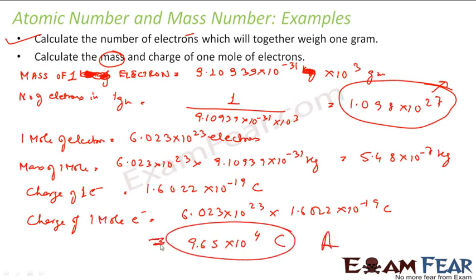Hope you understand this. See, mass of 1 electron was easy to find. Then to find the mass of 1 mole of electron, 1 mole of electron is nothing but these many electrons, 6.023 into 10 to the power 23 electrons. So I got mass of 1 mole is these many electrons into mass of 1 electron. Charge of 1 mole is nothing but my 1 mole of electrons into charge of 1 electron.